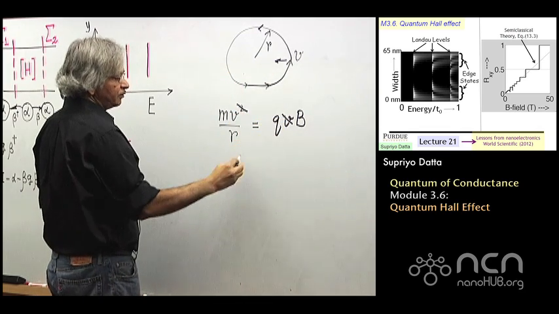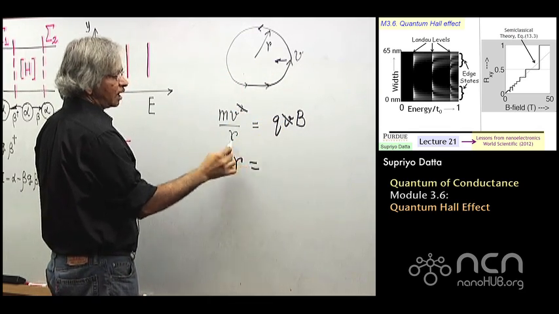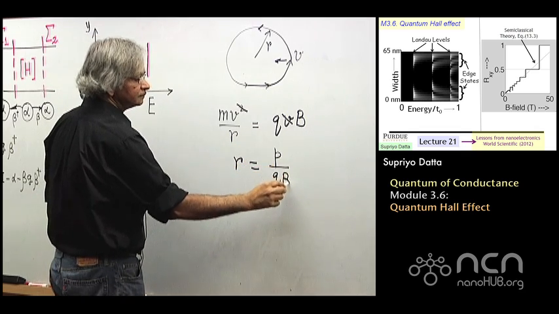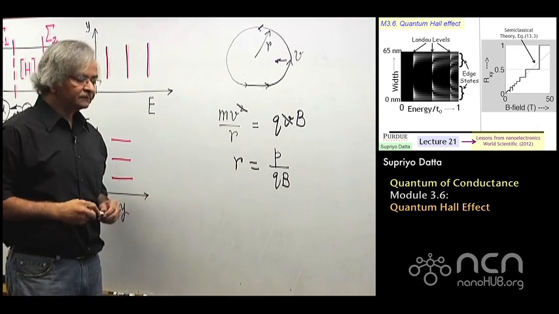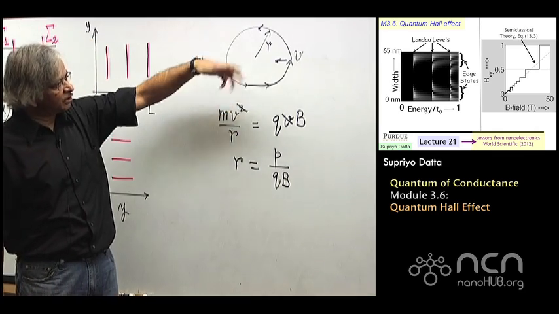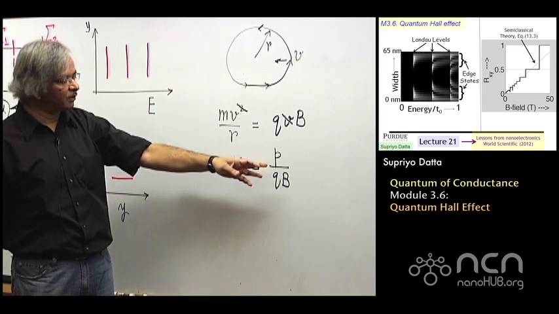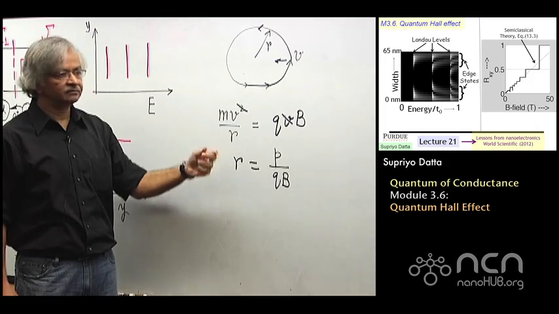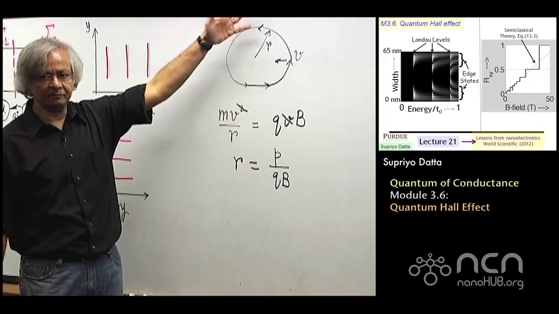Now, if you do that, then you get this simple relation that R is equal to P over QB, where P is the momentum. Now, this tells you that you could have electrons going round with different momenta, and depending on what the momentum is, there will be a certain radius. So, bigger momentum will have a bigger radius.